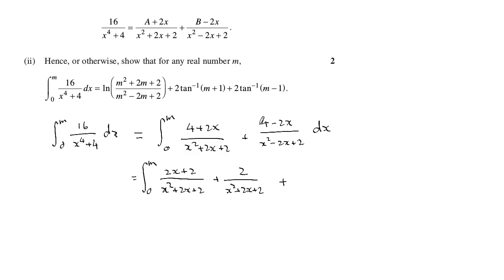And then we can do the same thing with this one. So the derivative of this bit is 2x minus 2. So maybe I'll make a negative 2x minus 2 up the top there because we've got a negative 2x there. And then we have to have another 2 over x squared minus 2x plus 2, so that that plus that equals that. But now at least we can integrate these bits.